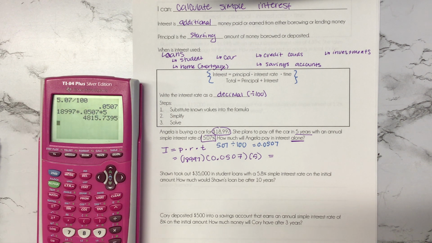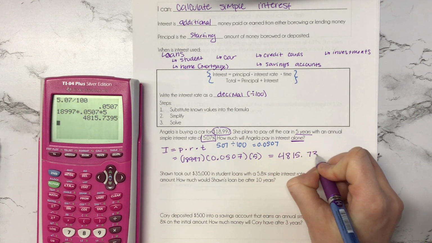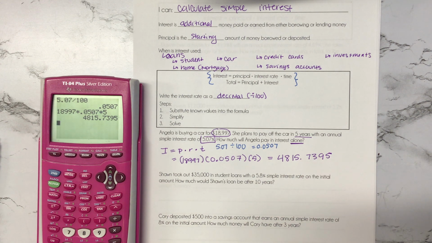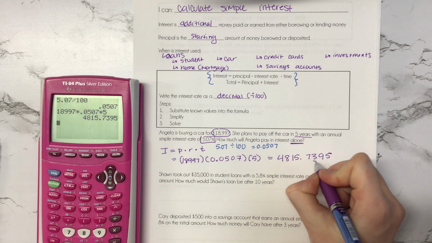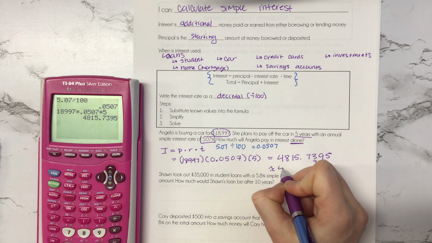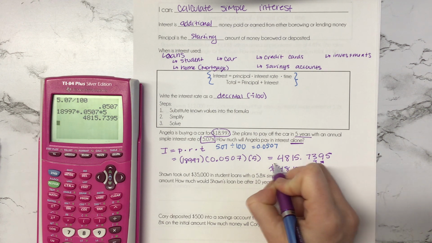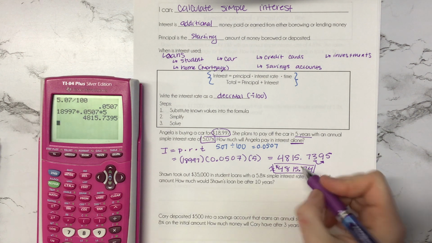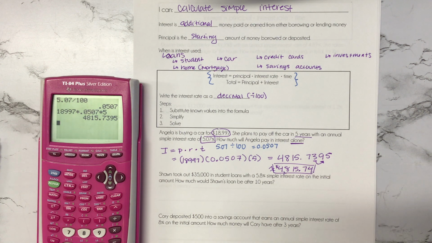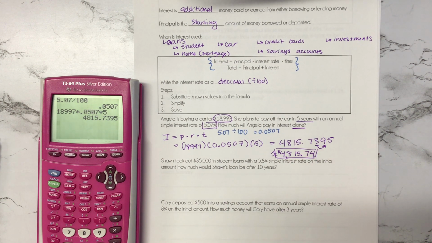So I just punch it in my calculator. You get 4815.7395. Since we're dealing with money, I have to round. Find my place, look next door. 9 is 5 or bigger, so I add one more. So the 3 becomes a 4. So $4,815.74 is just the extra amount that she pays. That doesn't include paying for the car. That's just the interest. Okay. All right, so next one.